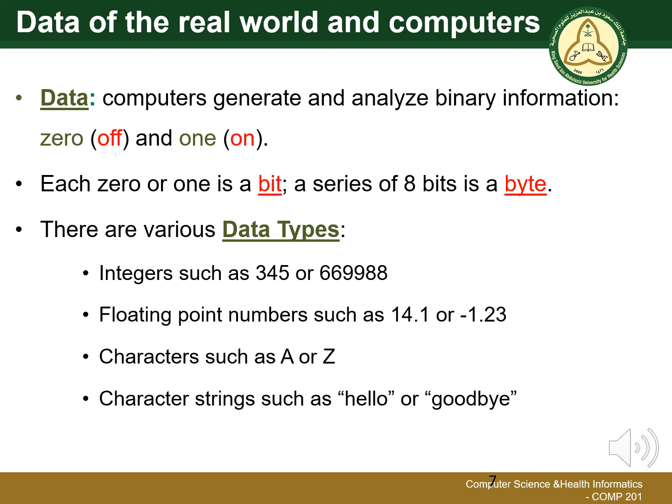We have integers, for example 345 or 66,500. Also we have floating point numbers, which are numbers that contain points such as 14.1 or minus 1.23. Another data type is characters, which are the alphabetic letters from A to Z. We also have the character string, which is a word made of characters, such as hello or goodbye.